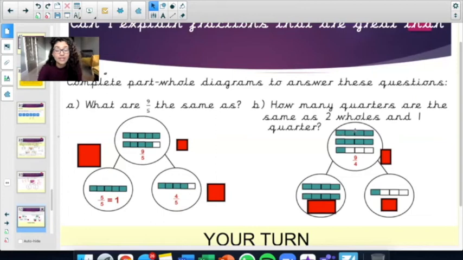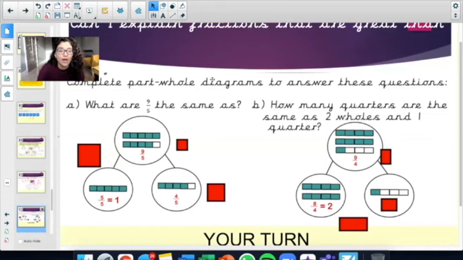So here you can see that we've shaded in whole 2 bars. So count up how many parts make those 2 bars. That would be 1, 2, 3, 4, 5, 6, 7, 8. So it's 8 over 4.